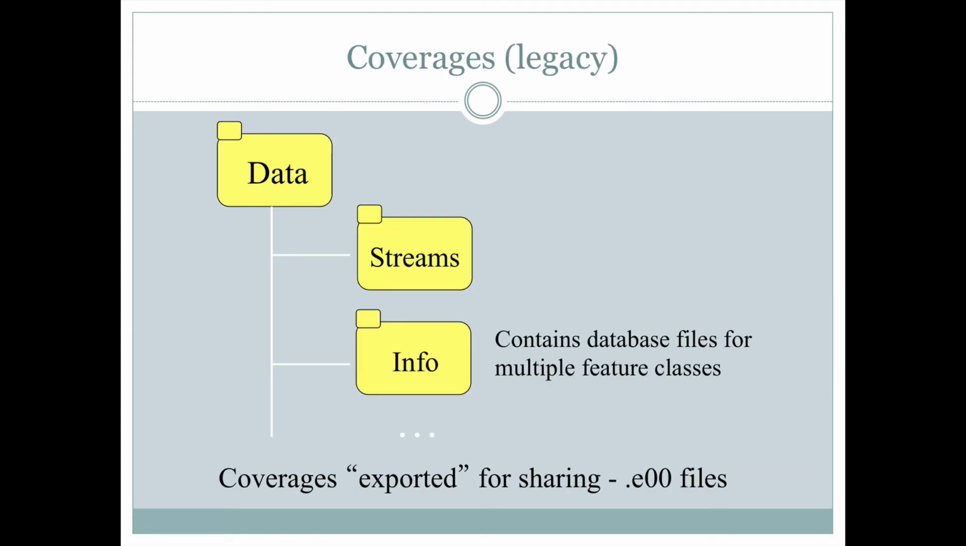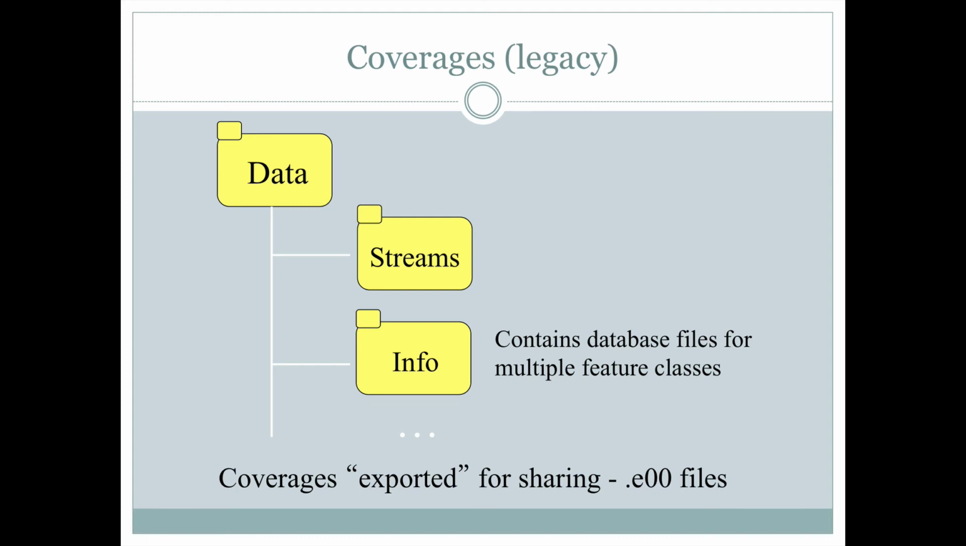If we go back even further in the legacy of ArcInfo and ArcGIS and Esri products, we would get to an area where things would be stored like this. We would have a folder called data. Under that we'd have a folder called streams, and we might have other folders called lakes or other things. But then in this folder data, there would be one folder called info. And this would be where the database was located.